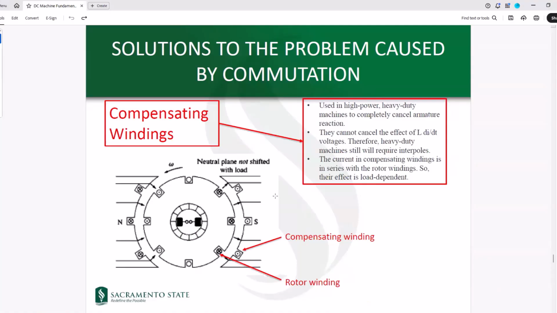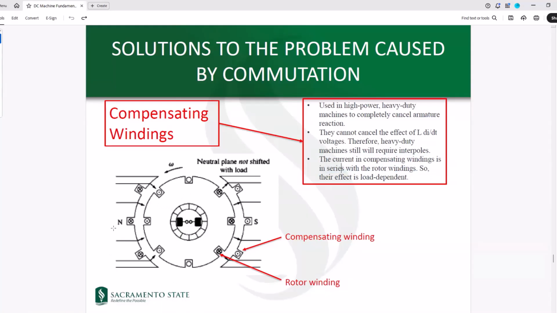The third method is basically using compensating windings. That is used in very high power, heavy duty machines to completely cancel the armature reaction. However, they still cannot cancel the effect of L di/dt voltage. Therefore, heavy duty machines will still require the interpoles. So they still need the interpoles to cancel the effect of L di/dt. However, they can cancel the effect of the neutral plane shift using the compensating windings. These compensating windings are in series with the rotor windings.